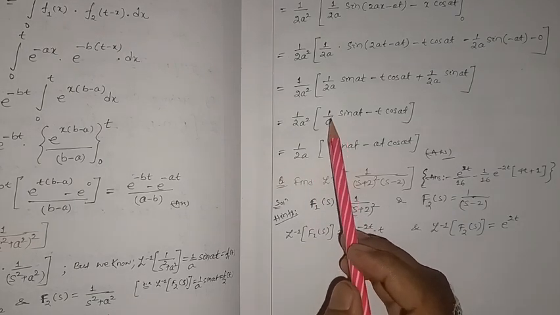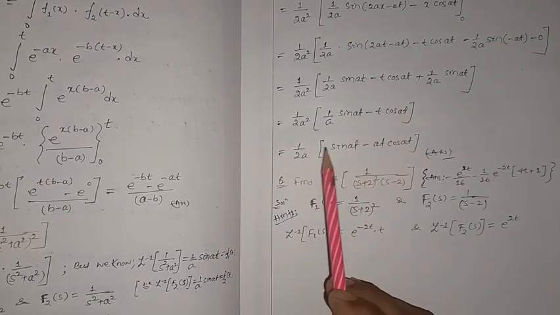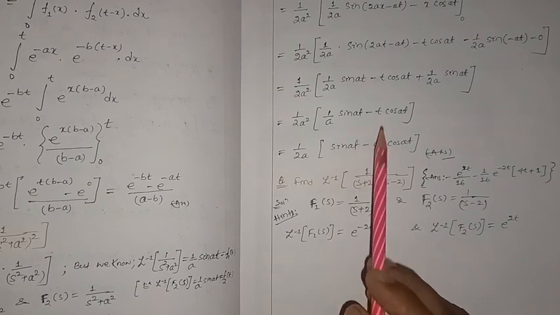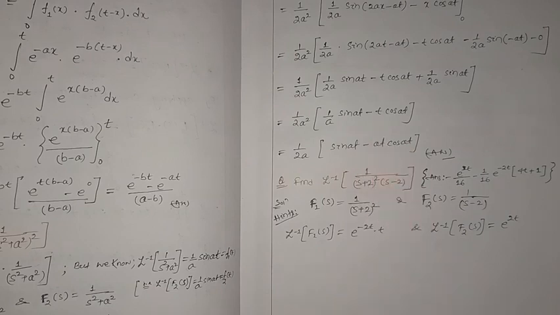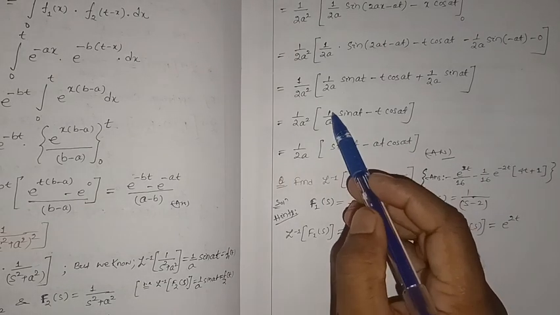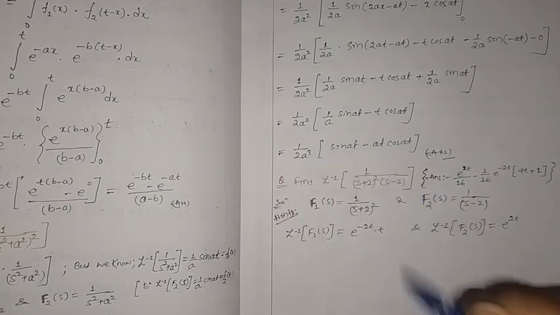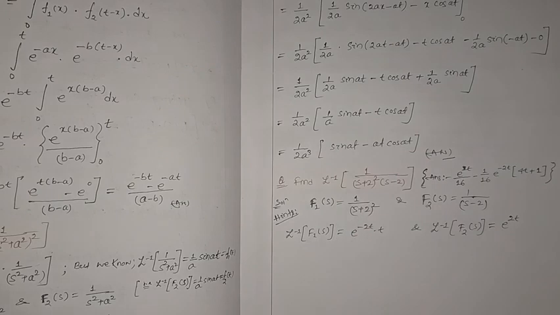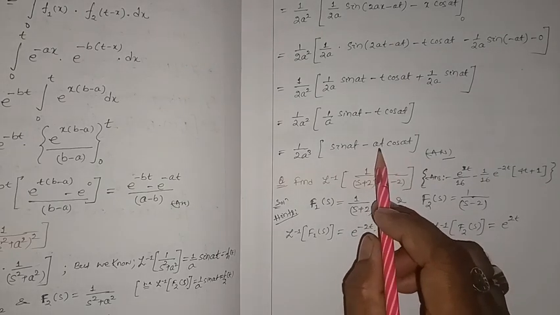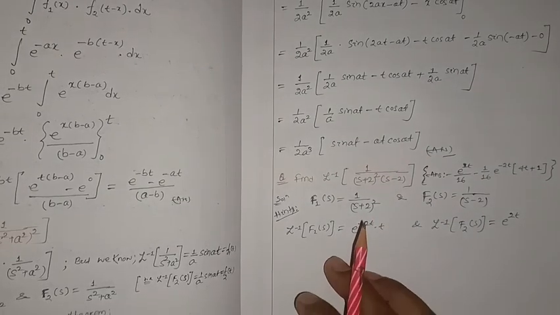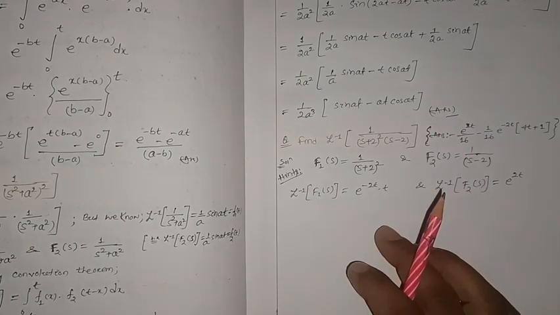Now take 1 by a common from these two terms, then this will be sin 80 and this will be minus 80 cos 80. So whenever we are going to take common 1 by a, so this will be 2a cube, okay, 2a cube sin 80 minus cos 80 cos 80, okay. So this will be the answer.